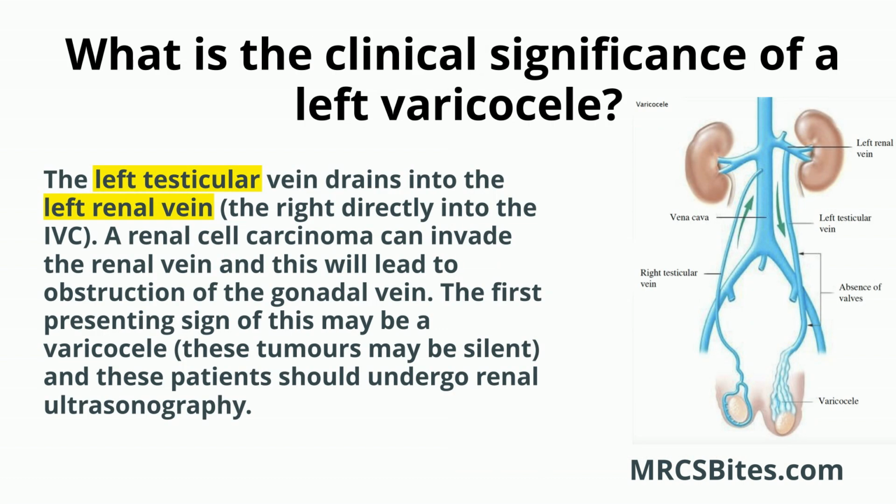What is the clinical significance of a left varicocele? The left testicular vein drains into the left renal vein, the right directly into the IVC. A renal cell carcinoma can invade the renal vein, and this will lead to obstruction of the gonadal vein. The first presenting sign of this may be a varicocele. These tumors may be silent, and these patients should undergo renal ultrasonography.